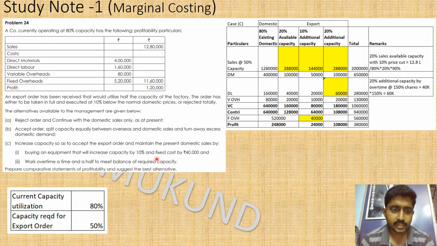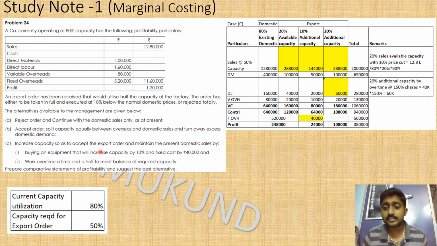So option number C. Here what we are going to do is increase the capacity so as to accept the export order and maintain the present domestic sales. Present domestic sales is 80% of the capacity. The idle capacity we have is only 20%. So we are going to accept the export order. Export order has to be accepted in full, which means 50% of capacity is required for that, against which we have only 20% capacity. So there is a shortage of 30% capacity to meet the export order.